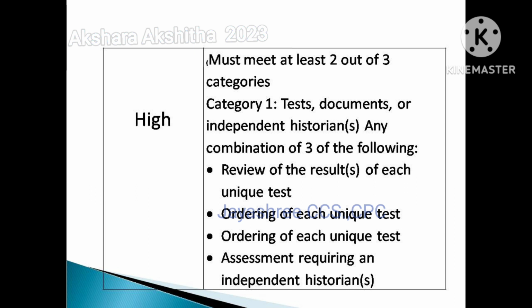Okay, that's all about the data points, but you should know the meaning of unique test, independent historian, external physician, appropriate source, and test. If you know the meaning of these terms, then only you can check the medical report to see what is high level, what is moderate, and how to consider it low level. So you should know the terms.